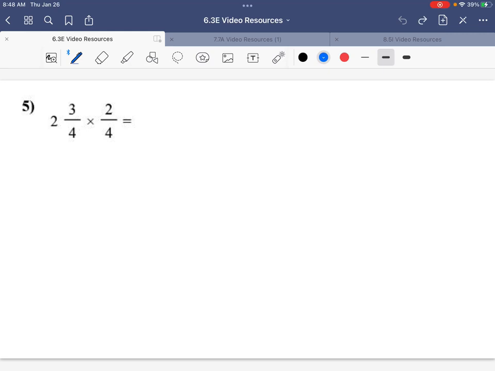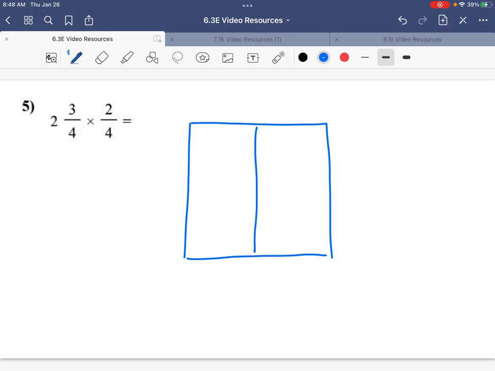Hey guys, today we're going to be looking at how to multiply mixed numbers using an area model. So from elementary, you guys have been using area models to multiply whole numbers, and we can do the same thing when we look at fractions and decimals. So I'm going to draw a box that will represent the area model that I'm going to use.